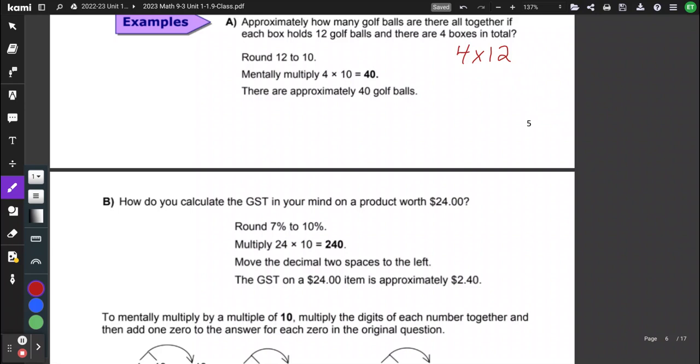Now, if you wanted to round it, 12 rounds to 10. So 4 times 10 is 40. So they're saying you get approximately 40. Well, we know for actual, in real life, we get 48. So our estimate is really close.